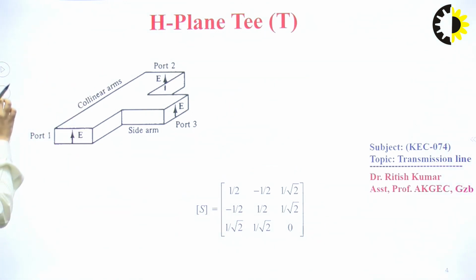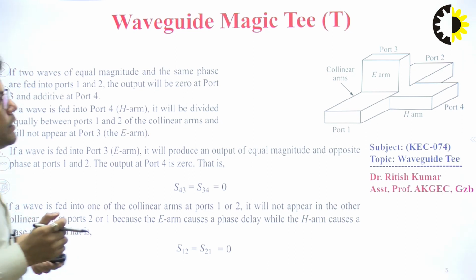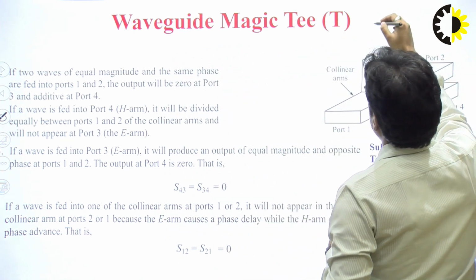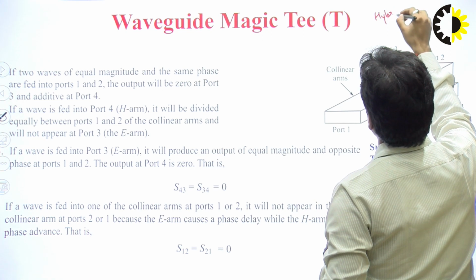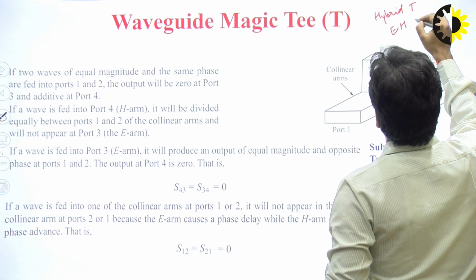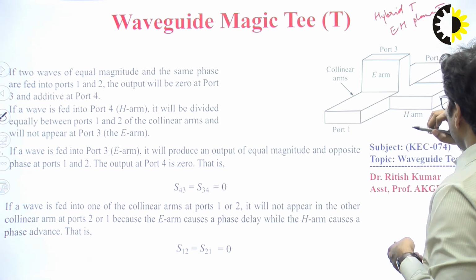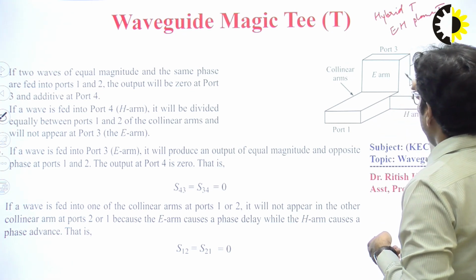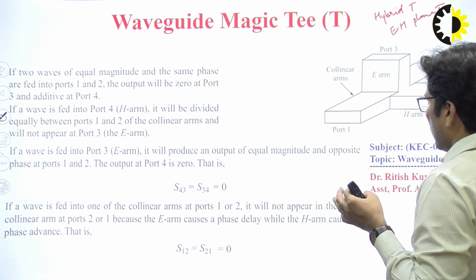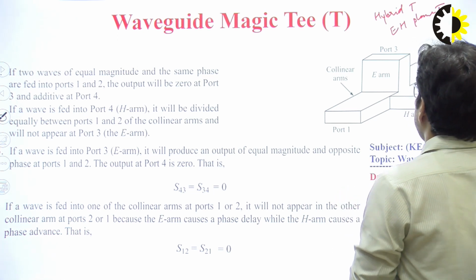Now the next one is the Magic Tee. Magic Tee is nothing but a combination of the E-plane T and H-plane T. So we can say this is a hybrid T as well, or EH-plane T as well. Now this is a combination of the E-plane T and H-plane T, as we clearly observe here. So its performance will depend on the E and H arms.